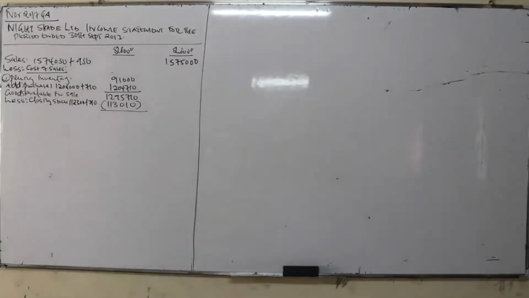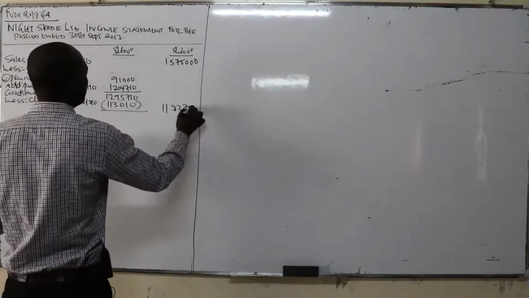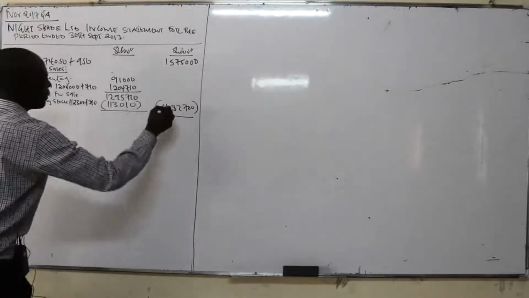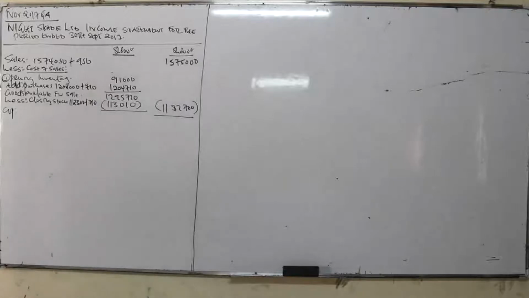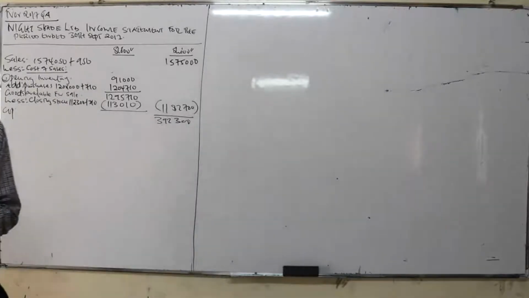How much do you get? 1,182,700. So you get the gross profit here. So you take this figure minus this. What do you get? 392,300.